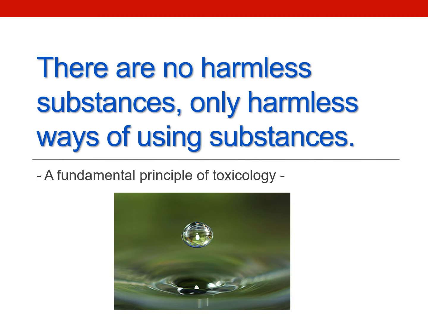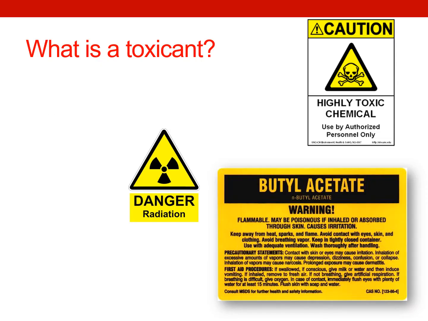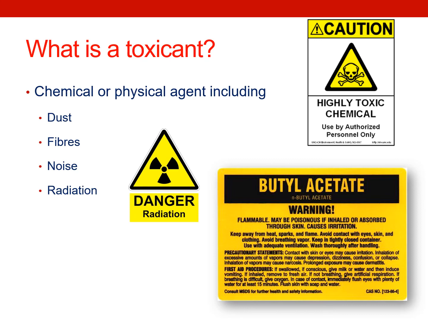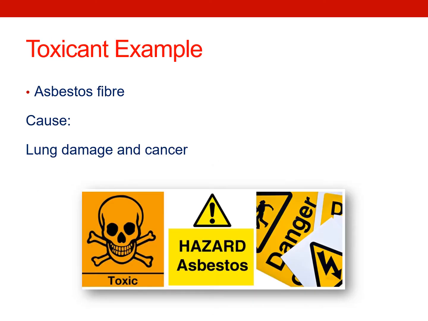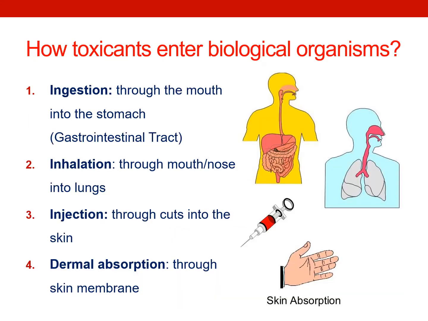Today, toxicology is defined as the quantitative and qualitative study of the adverse effects of toxicants on biological organisms. The toxicants we are talking about can be chemical or physical agents, such as dust, fiber, noise, and radiation. A good example of a physical agent is asbestos fibers, which can cause lung damage and cancer.